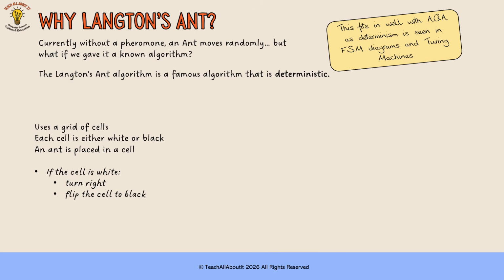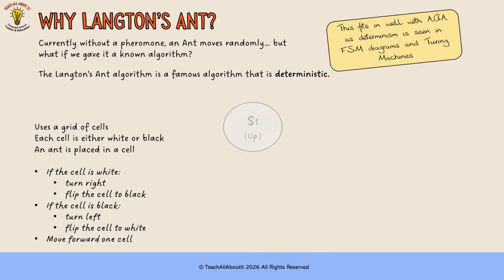So you can see here we've already got states. And if the cell is black, then the ant will turn left. And again, we're going to flip the cell so that it's either black or white. So with those very simple instructions, we can then allow the ant to move forward by one cell. If we were to take this and put it into a finite state machine diagram, what we'd be showing is that we are moving the direction of our ant either clockwise or anti-clockwise.